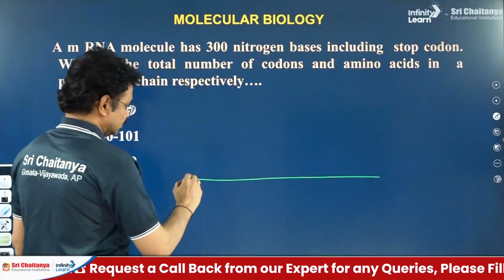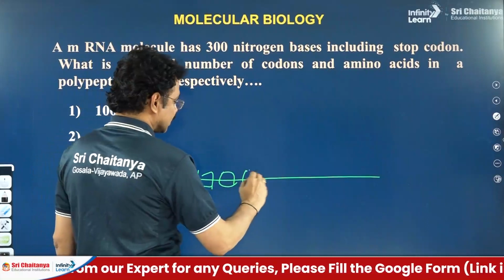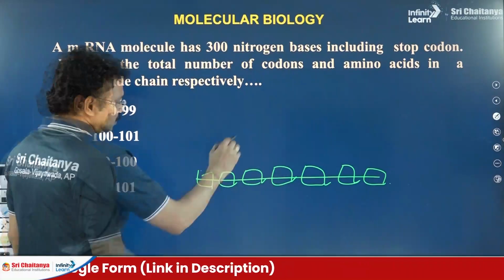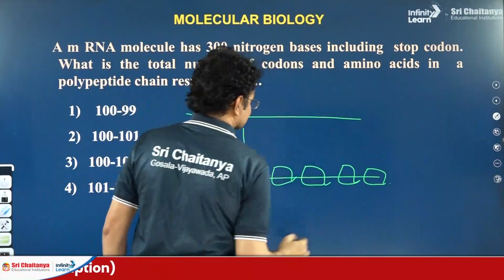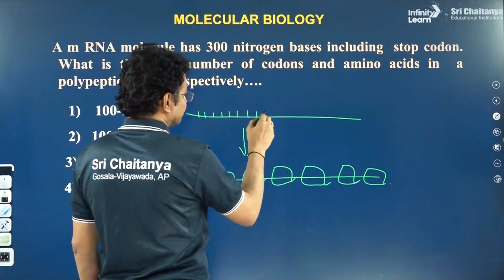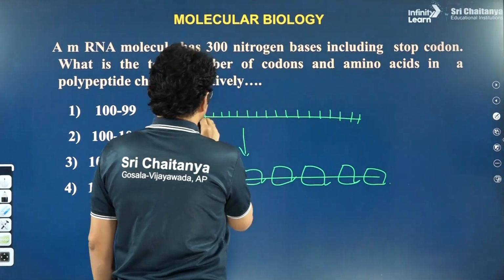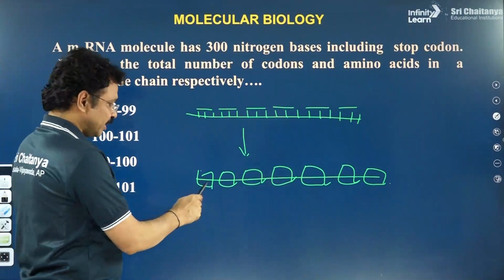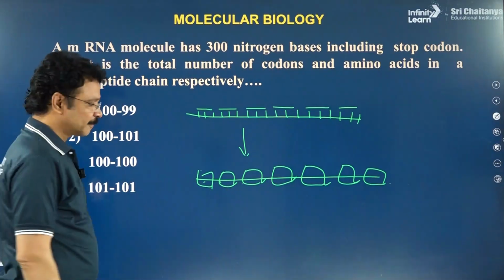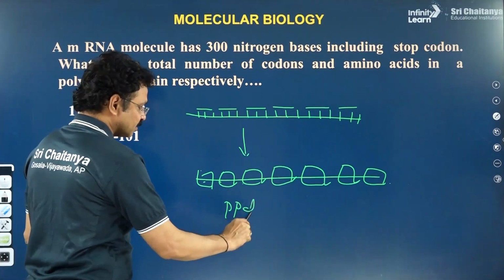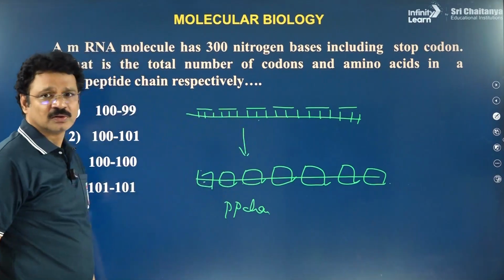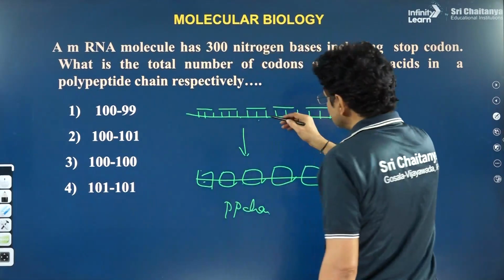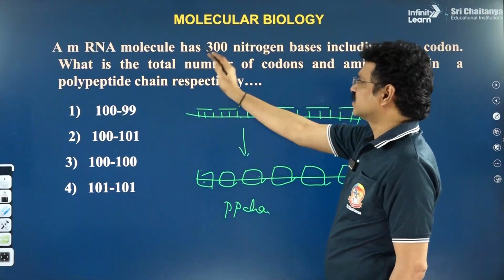It is the polypeptide chain. All these are amino acids, the building blocks, the structural units of a protein molecule. Sorry, this is an mRNA with nucleotides in the form of triplet codons. The number of amino acids in a polypeptide chain is always equal to the number of functional triplet codons present on the mRNA. Based on this concept, we can answer the given question.